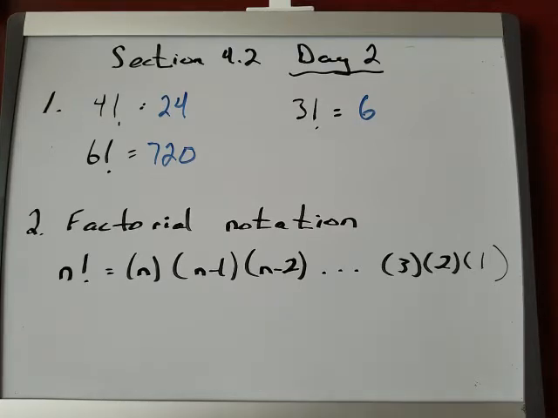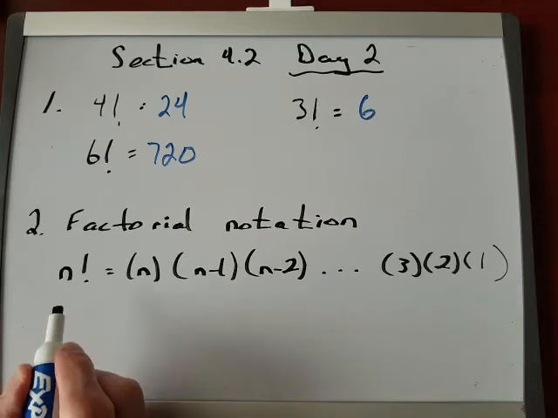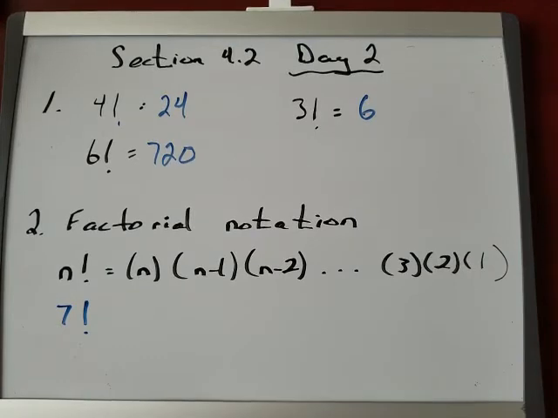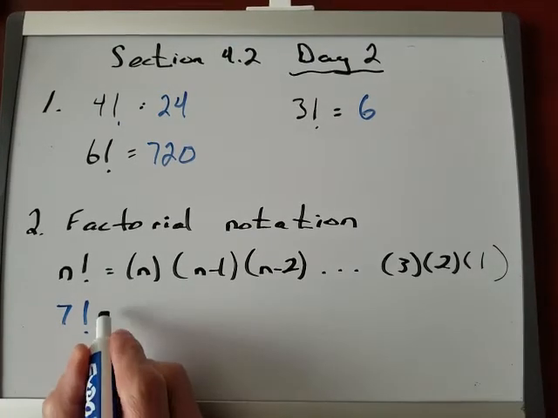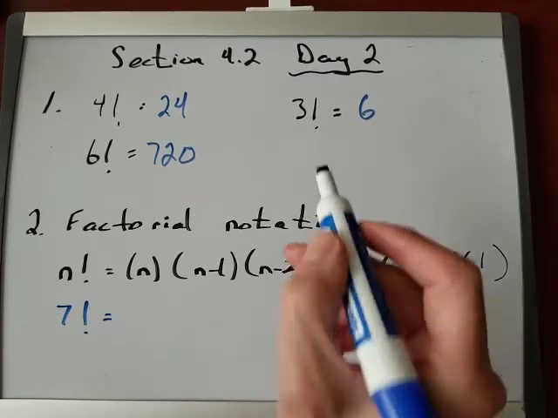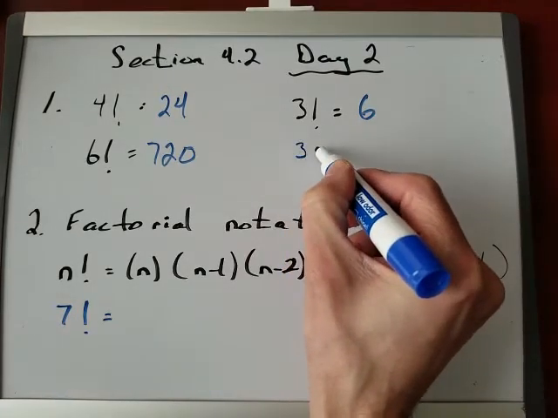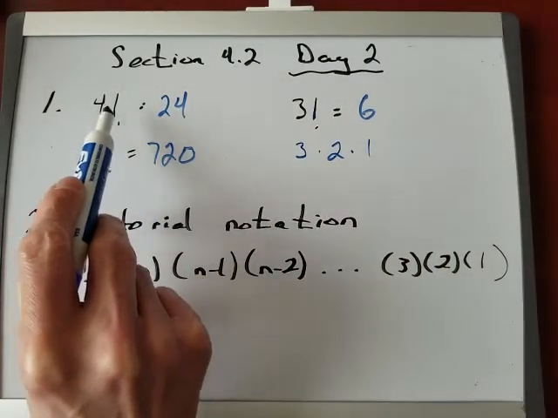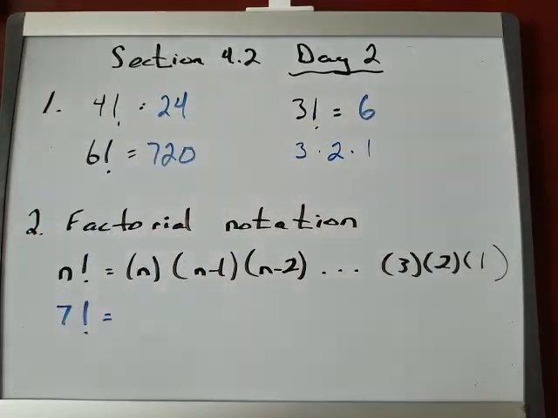You can take any number. So what I'm going to do just for an example is I'm going to write down the number 7 factorial. Yes, we could type it into our calculators and we would get a number in the thousands, but what does it actually mean? And we did this last day. 3 factorial actually means 3 times 2 times 1. 4 factorial means 4 times 3 times 2 times 1, and you guys get the pattern.